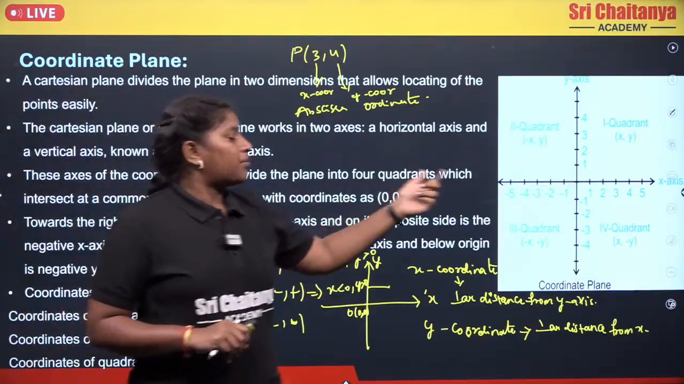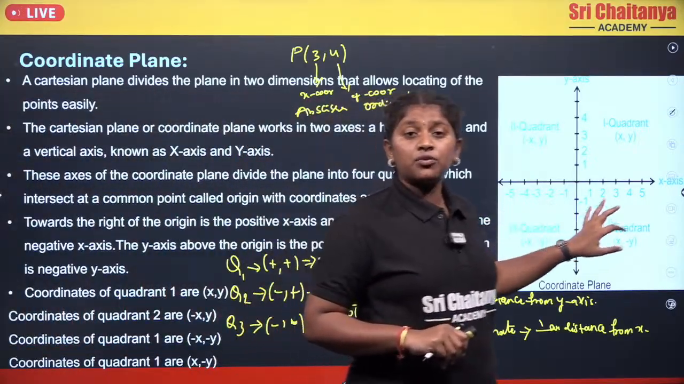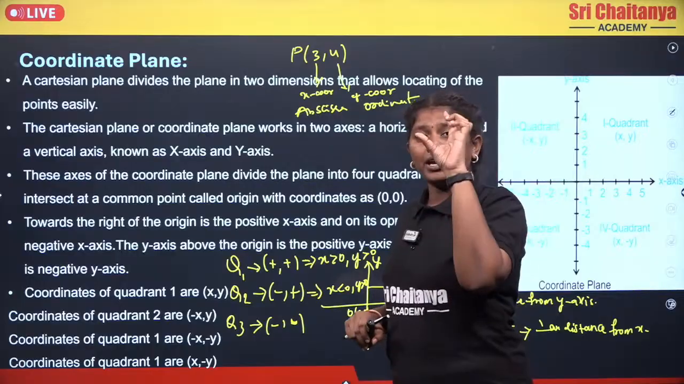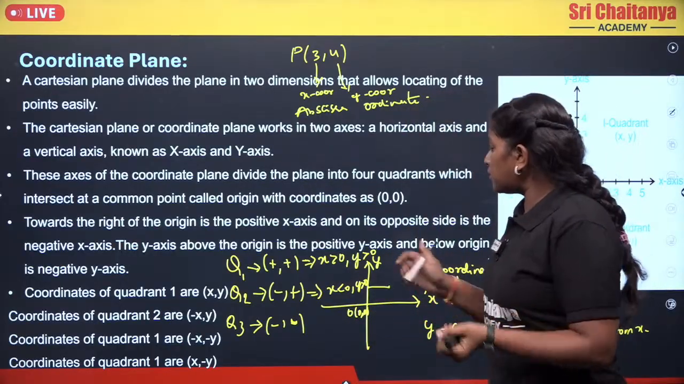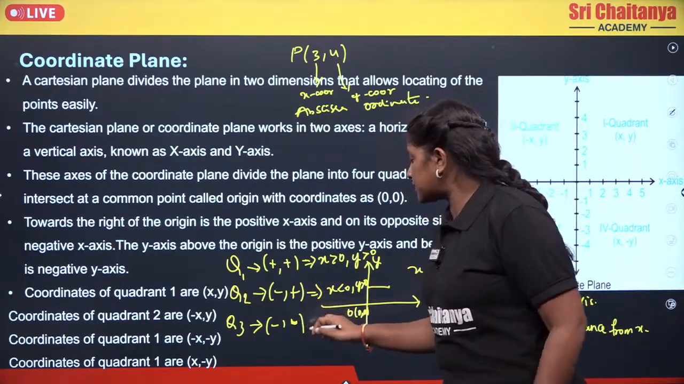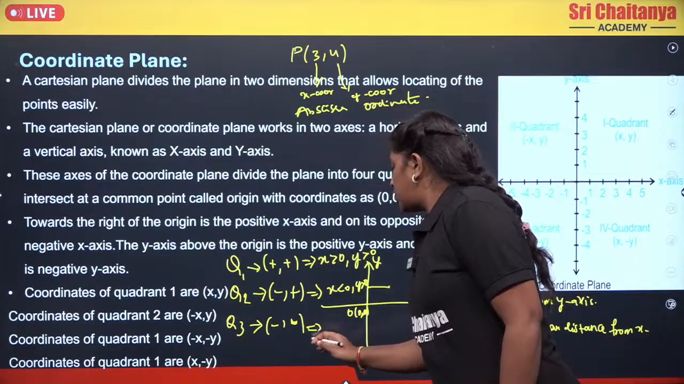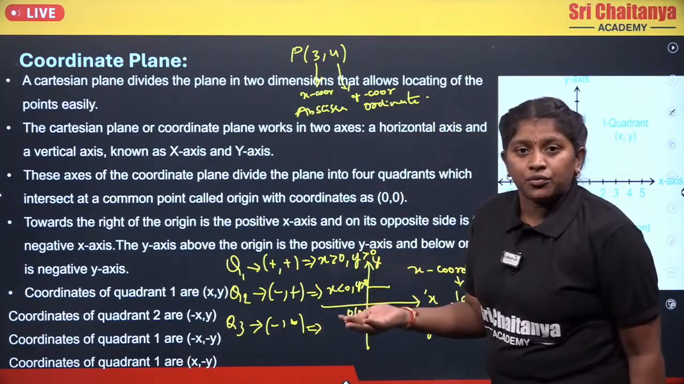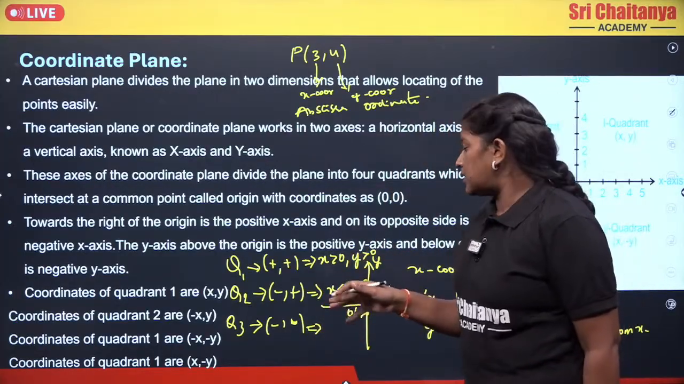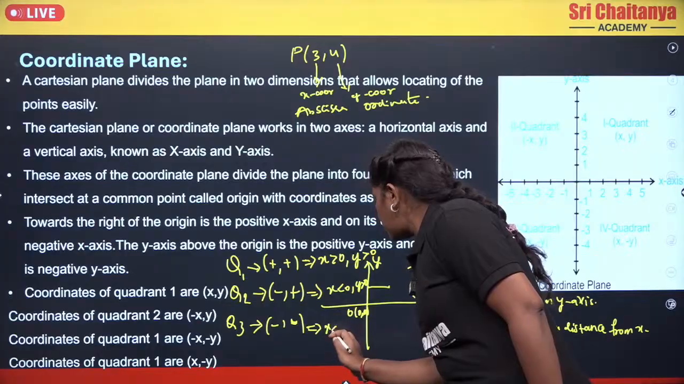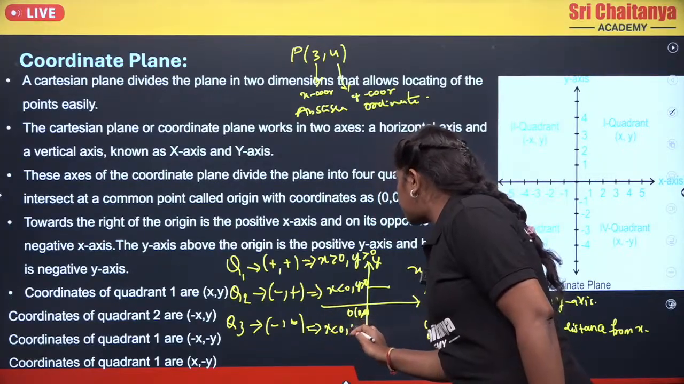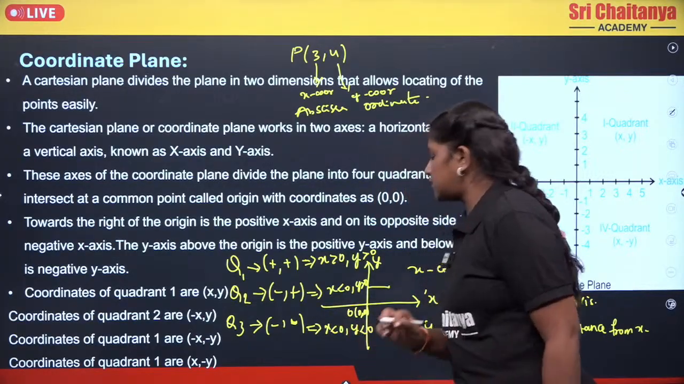Okay, now coming to quadrant 3, we have quadrant 3 between your negative y and negative x. Therefore, the signs will become minus comma minus, where x is a negative value. It means x is also less than 0. Okay, y is also negative. It means y is also less than 0.